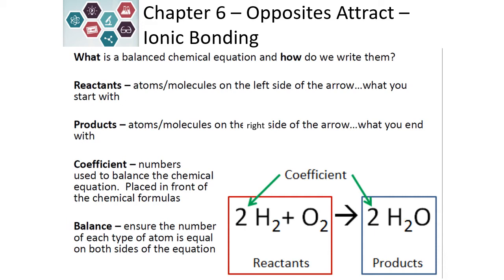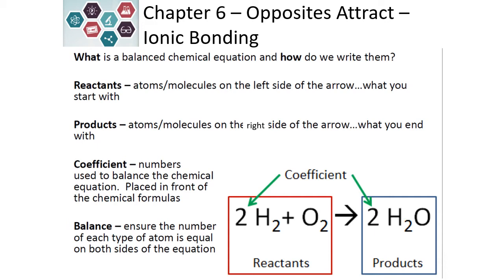In order to balance these chemical reactions, we have to change the coefficients in front of the compounds. So we are not allowed to change subscripts, because that would change the compound, but we can change the numbers in front of each of the compounds, which is the coefficients. And so in order to balance it, we make sure that we have the same number and type of atoms on both sides of the chemical reaction.